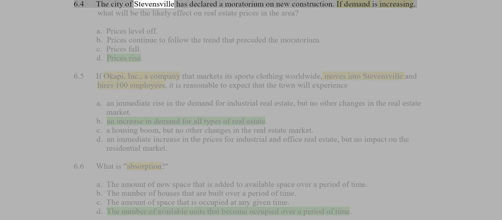6.4. The city of Stevensville has declared a moratorium on new construction. If demand is increasing, what will be the likely effect on real estate prices in the area? A. Prices level off. B. Prices continue to follow the trend that preceded the moratorium. C. Prices fall. D. Prices rise.